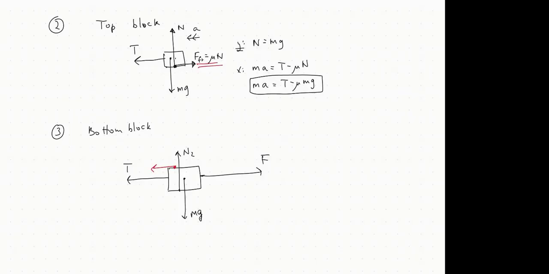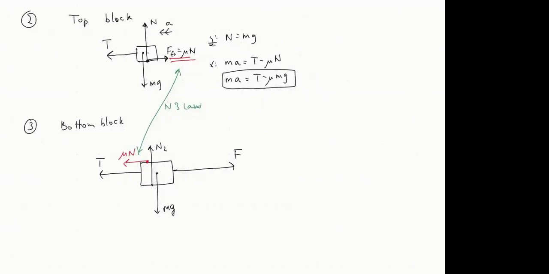It's the Newton's third law pair of this friction force. Because of Newton's third law, if one object pushes another, the other pushes the first one. That means if the lower block pushes the top block to the right, the top block pushes the bottom block to the left. And that force is also mu n, so these forces are pairs. These are Newton's third law. One is pushing the top and the other is pushing the bottom.